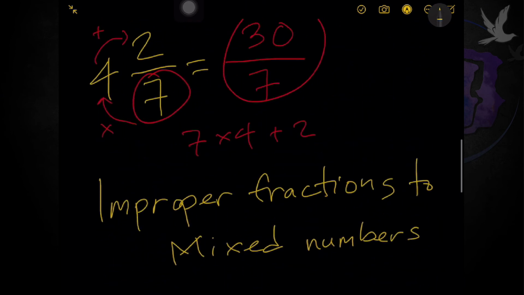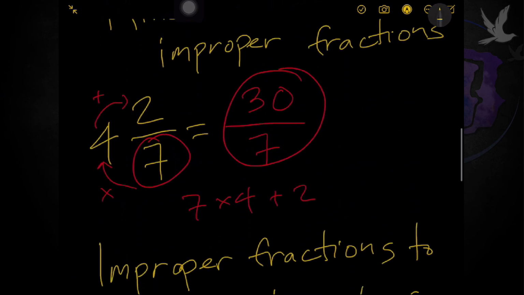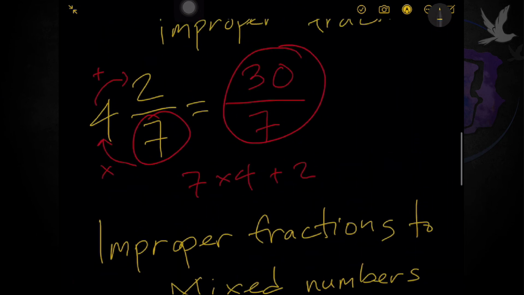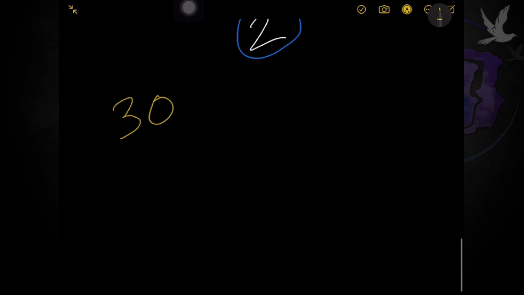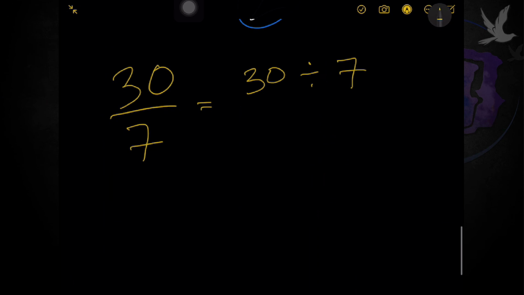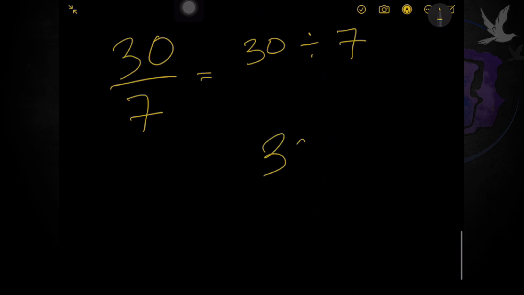Let's try to make use of this example kanina. Tingnan nyo, we started with 4 and 2 over 7. We ended up with 30 over 7. So, try natin kunin yung 30 over 7. Let's try to take this example. Tingnan natin if we will have the same answer as 4 and 2 over 7. We have 30 over 7, which means this can be expressed as 30 divided by 7. So, pwede nyong isolve to as 30 divided by 7.